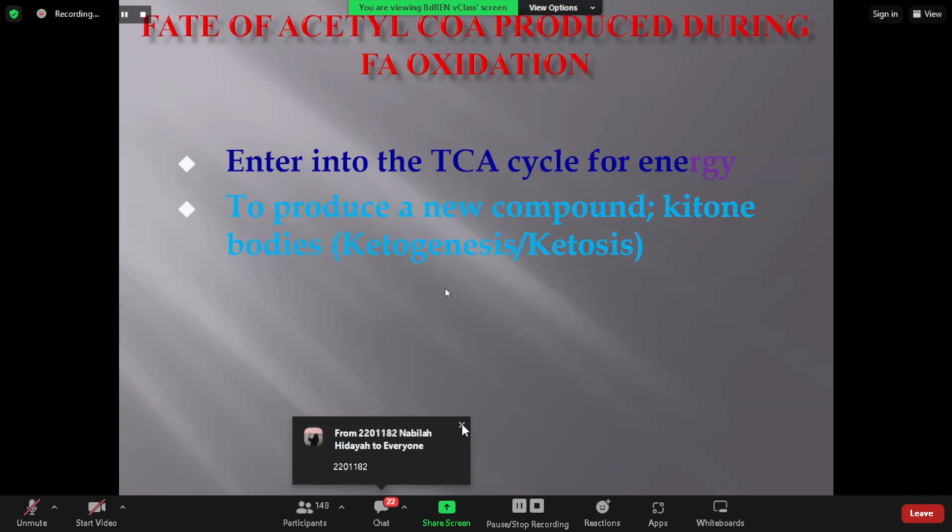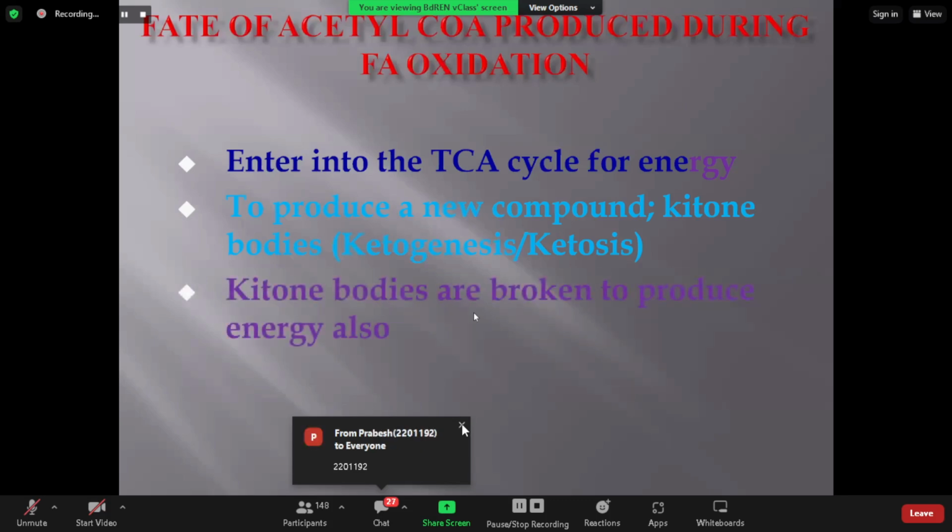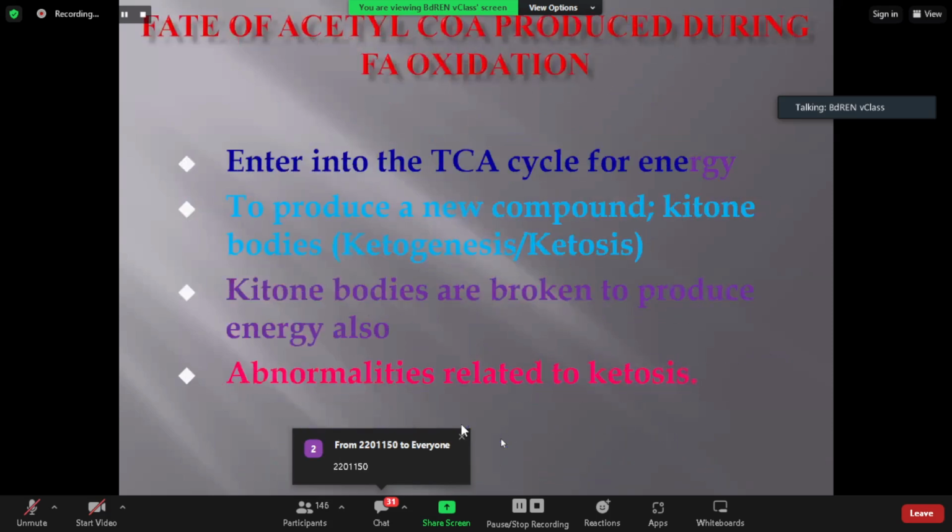And the process by which these ketone bodies are produced is called ketosis or ketogenesis. And these ketone bodies are acidic in nature, so they will produce some abnormal situation. But if the concentration of the ketone bodies is at the minimum level or within the acceptable limit, then when this situation is overcome, these ketone bodies may be broken down again to produce energy. But if this situation is prolonged, then it is called ketosis, and this situation usually happens in a diabetic person.